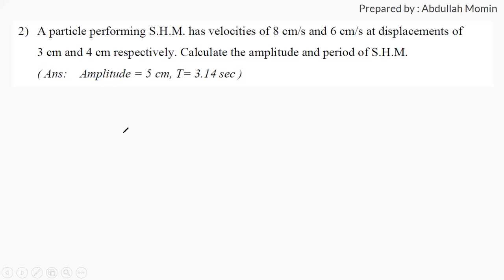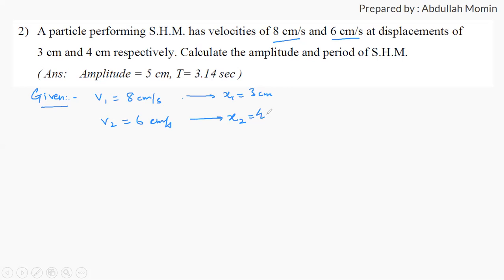So next numerical: a particle performing SHM has velocities of 8 centimeter per second and 6 centimeter per second at displacements of 3 centimeter and 4 centimeter respectively. Calculate the amplitude and time period. So what is given? V1 velocity is 8 centimeter per second when its displacement is 3 centimeter, and the velocity is 6 centimeter per second when its displacement is 4 centimeter.